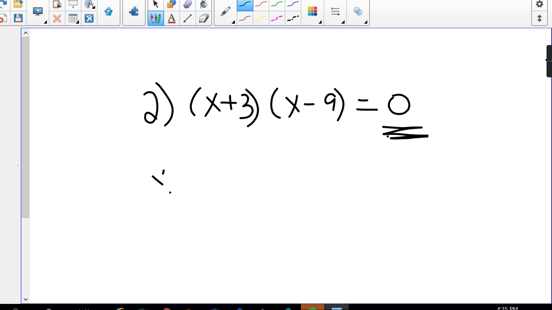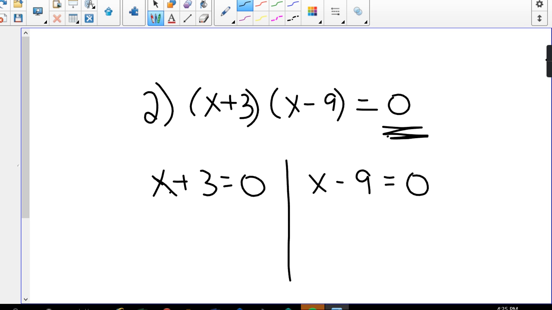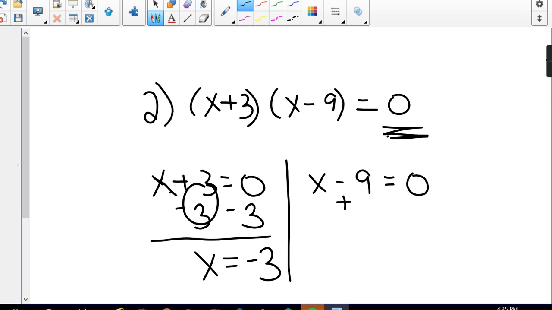Okay, so we have either x plus 3 is equal to 0. When x plus 3 is equal to 0, we have something true. When x minus 9 is equal to 0, we have something true. So these two equations are going to give us the two different solutions for x. So we'll subtract 3 to get 0. Subtract 3 on the other side, and we have x equals negative 3. We'll add 9 here, add 9 on the other side. We have x equals 9. So our two possible solutions are x equals negative 3 or x equals 9.